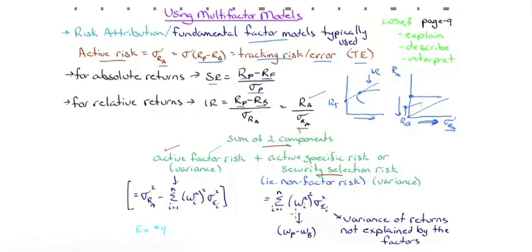And how do we get this? This may look complicated here, but what is this term in here? This is just the weighting, an active weighting. That A at the top means active weighting. And active weighting just means weight on the portfolio minus the weight on the benchmark, squared.